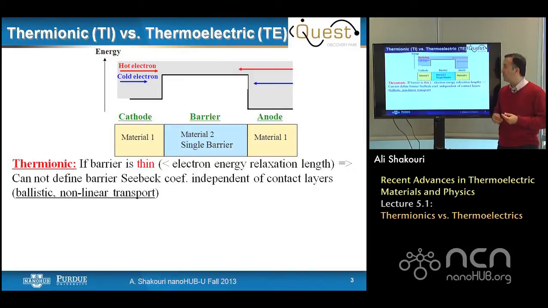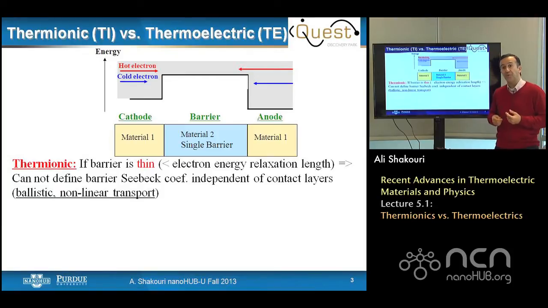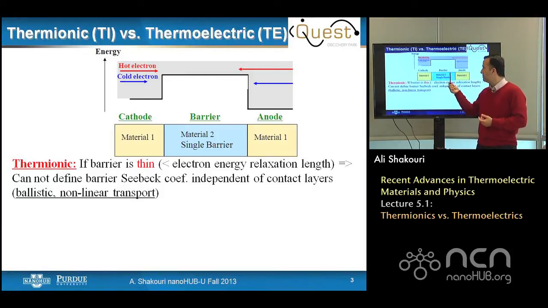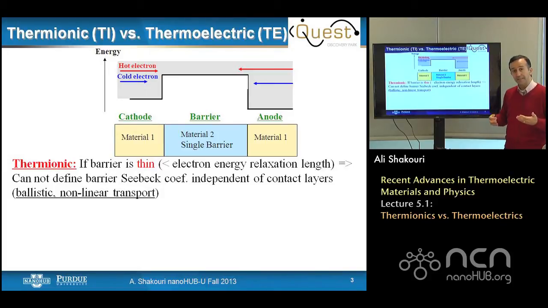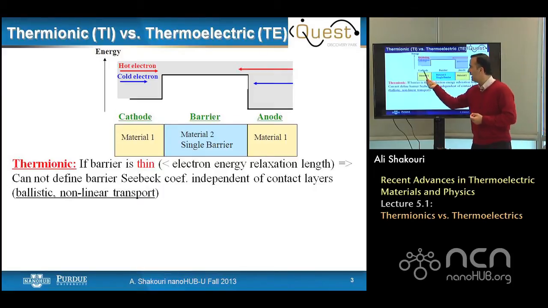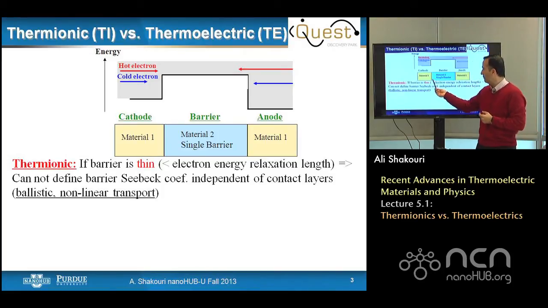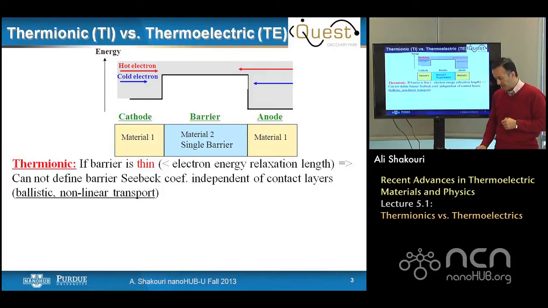So let's look at this thermionic versus thermoelectric first for a single barrier device where something is on the order of microns. If the barrier is thin and smaller than the electron relaxation length, then you have some ballistic movement. This is a regime which was described easily by the Landauer formalism you saw in Mark Lundstrom's lectures. In this case, you cannot define a Seebeck coefficient independent of the contacts. This is really as a whole device, you can define what is the junction or ballistic component to the thermoelectric transport.